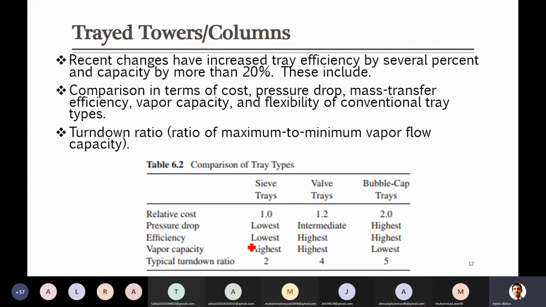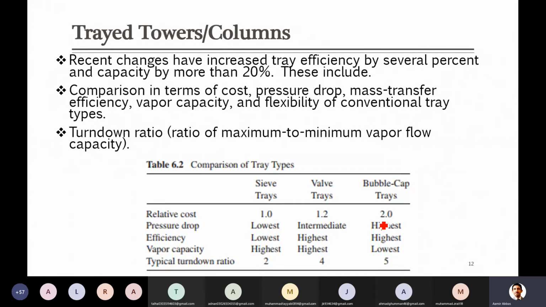So due to that reason, because liquid is just escaping by the easy path, it is not going through the whole plate, and the contact between vapor and liquid is less. So the other two definitely have good contact, so their efficiency is high. Now you have to compare based on the other factors.